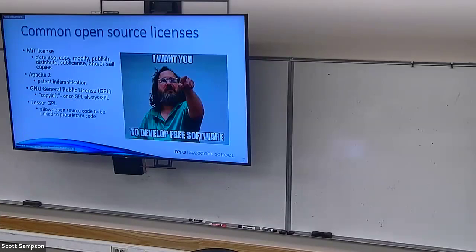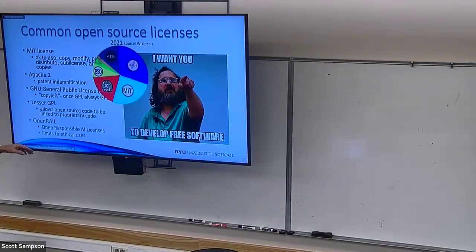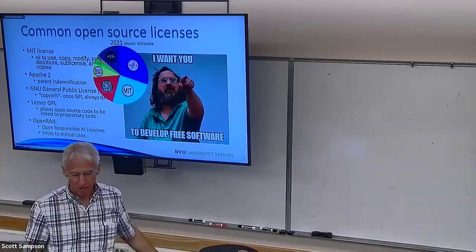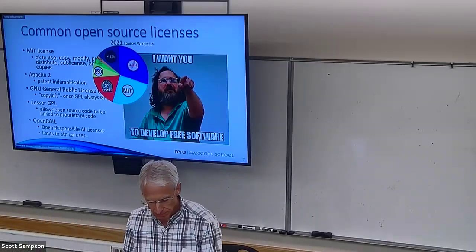So somebody came up with a lesser GPL, which says you can have open source and proprietary together, and the open source does not force the proprietary to the open source. And then Apache, another one here, right? Or OpenRAIL, that's kind of a new one. That hasn't really taken off yet, but it's licenses. All right, any questions about that?